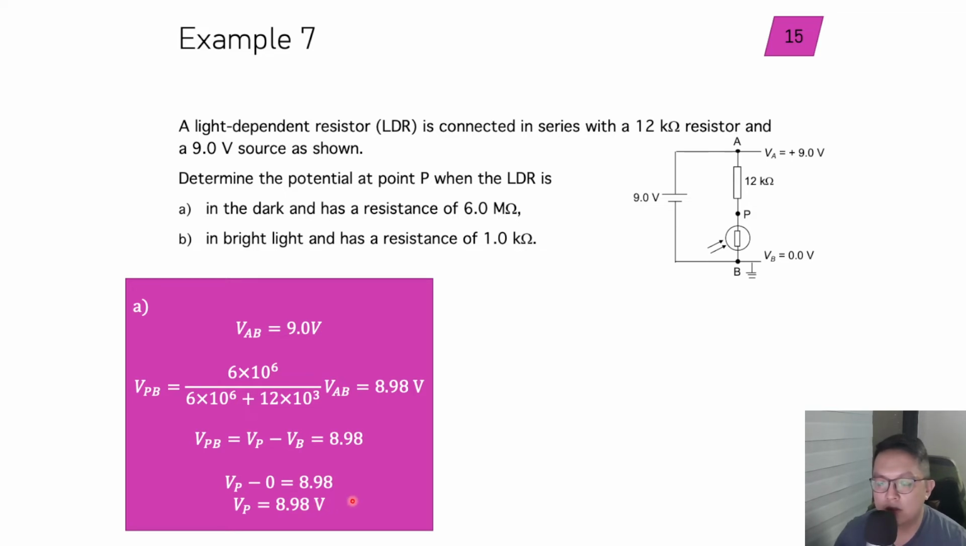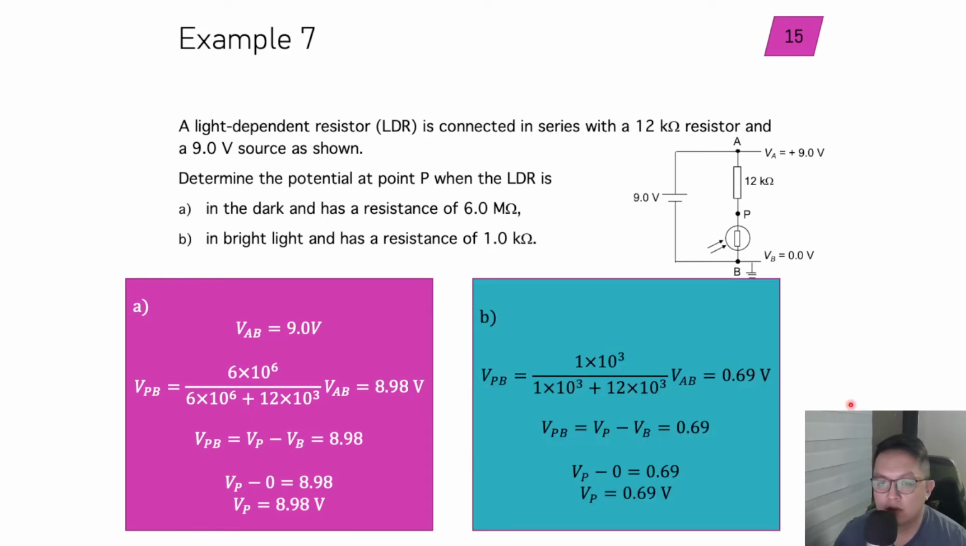So we can do a very similar calculation for bright light, where obviously the resistance will drop to a very, very low level. So right now, if you're trying to find VPB again, I'll be substituting 1 times 10 to the power 3 over 1 times 10 to the power 3 plus 12 times 10 to the power 3, and multiply by VAB.